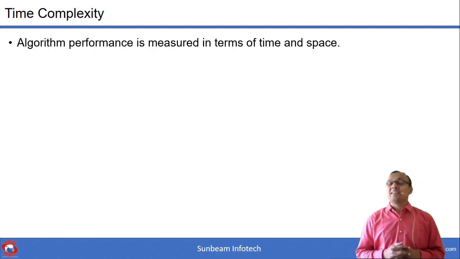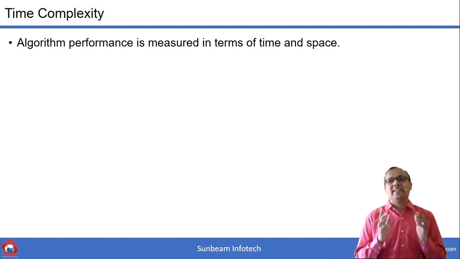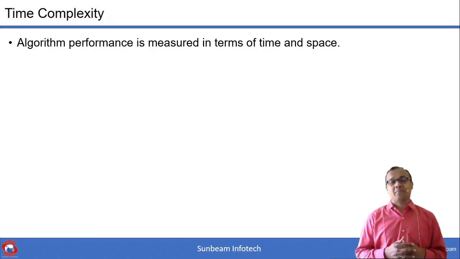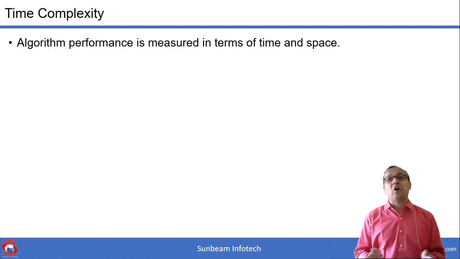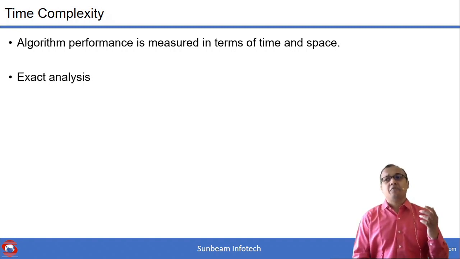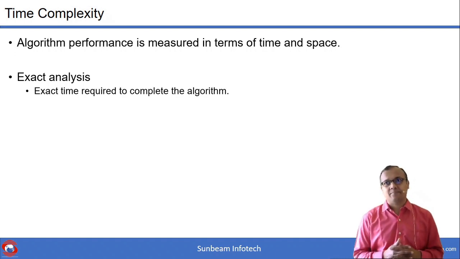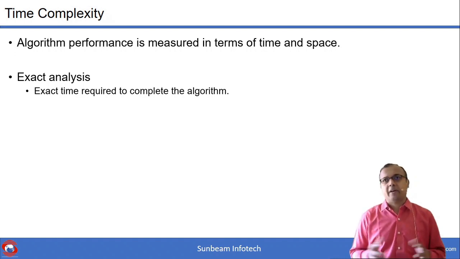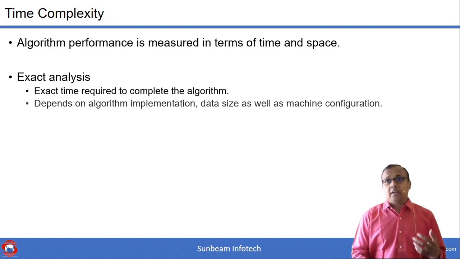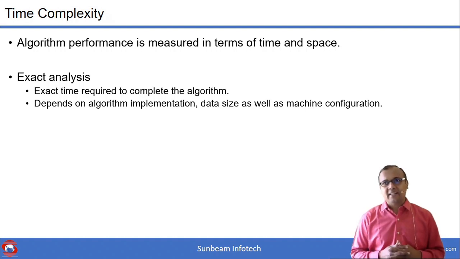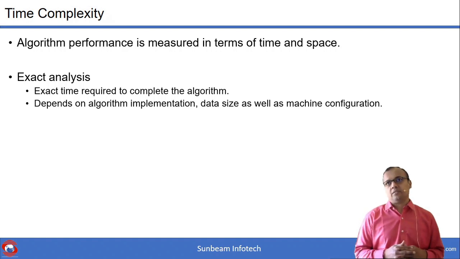Performance of any algorithm is measured in terms of memory consumption and time required for completion of the algorithm. Here, we will focus on timing analysis of the algorithm. One way is to measure the exact time required for completing the algorithm, and this is referred to as exact analysis. Here we measure time in milliseconds or microseconds. This time is dependent on algorithm implementation, data size, and also the machine configuration.